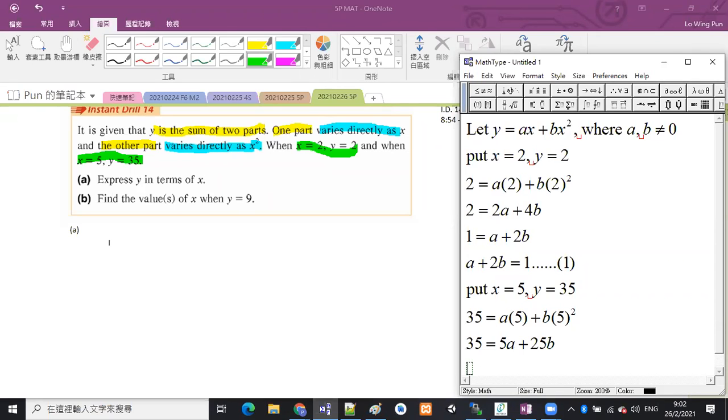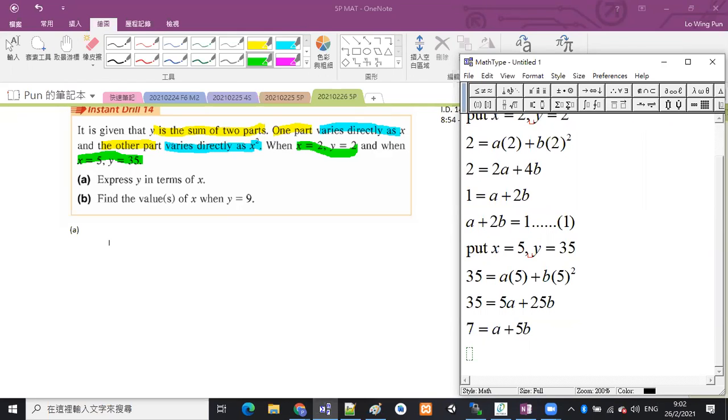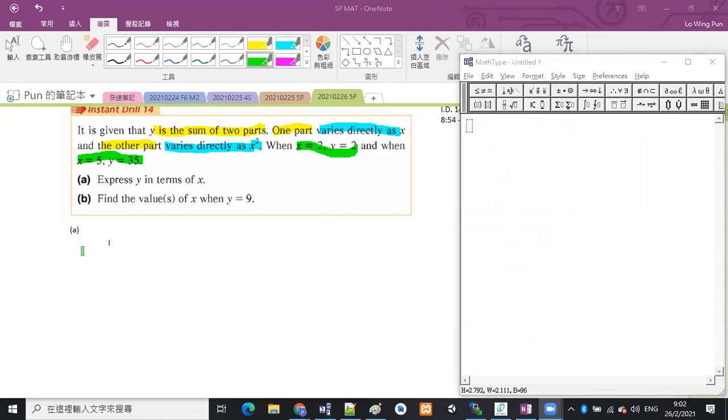And all the numbers are multiples of 5. Therefore, we can divide each term by 5. So it is 7 equals 1a plus 5b. And then write the unknowns on the left hand side. A plus 5b is equal to 7. And label this to be equation 2. Okay, so let me paste here first.